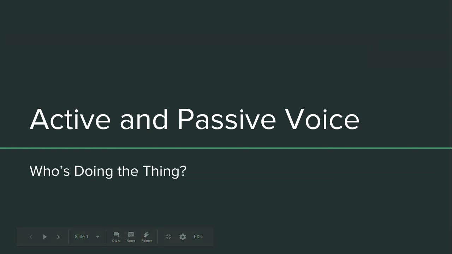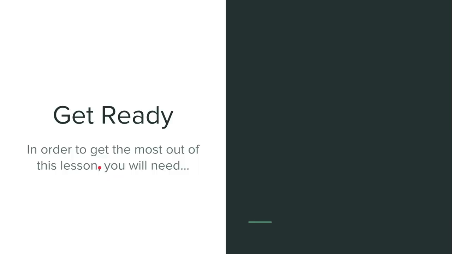Looking at our grammar and sentence structure lesson for this quarter, we're going to be talking about active and passive voice. The thing I want you to remember is you need to think about who's doing the thing, all right? Who or what is actually performing the action. It's supposed to always be the subject, but in passive voice, the person or thing actually doing something gets a little switched around.